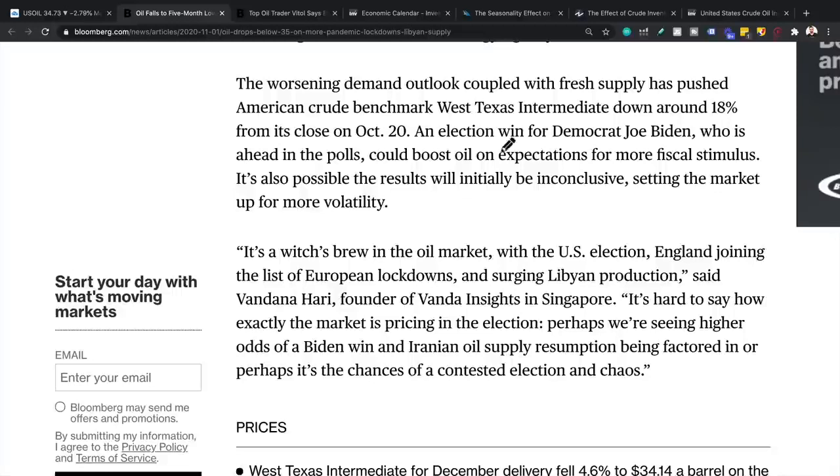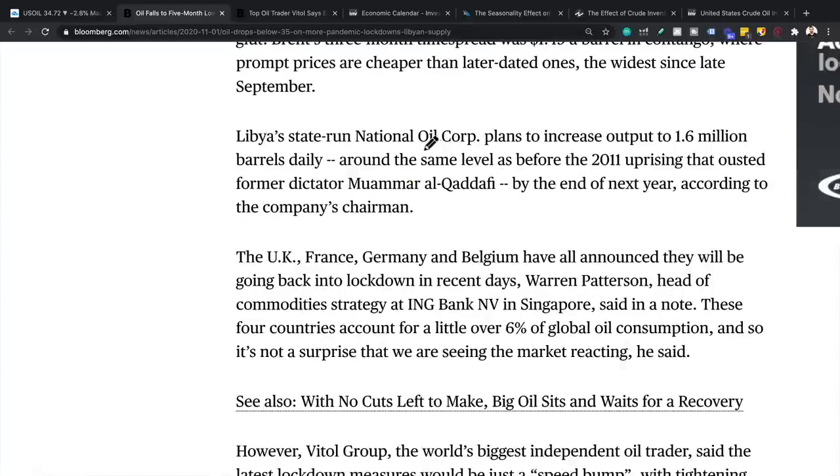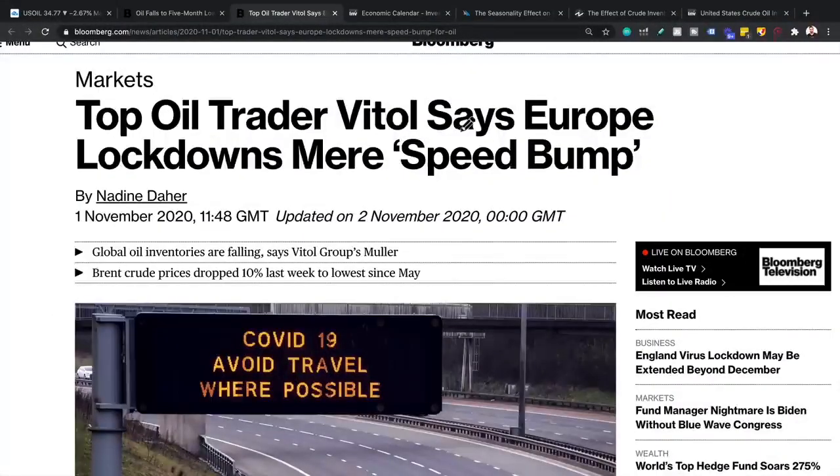Now, we've got the election looming as well, and a prediction here, this article says if Joe Biden wins, that could boost oil because of expectation of more stimulus. And this is the concern from Libya. The state-run National Oil Corporation plans to increase output to 1.6 million barrels per day. We also see news saying that oil traders believe this is a mere speed bump with regards to oil prices, given what's going on in Europe at the moment with the lockdowns.